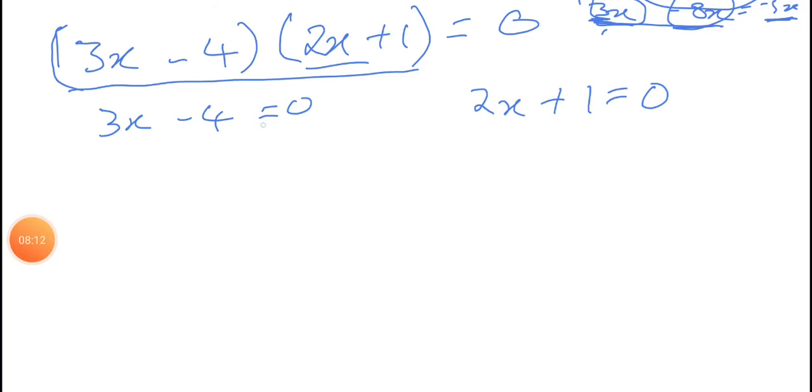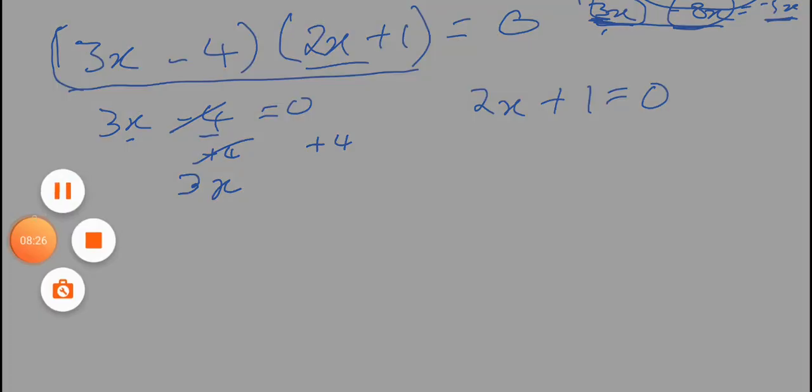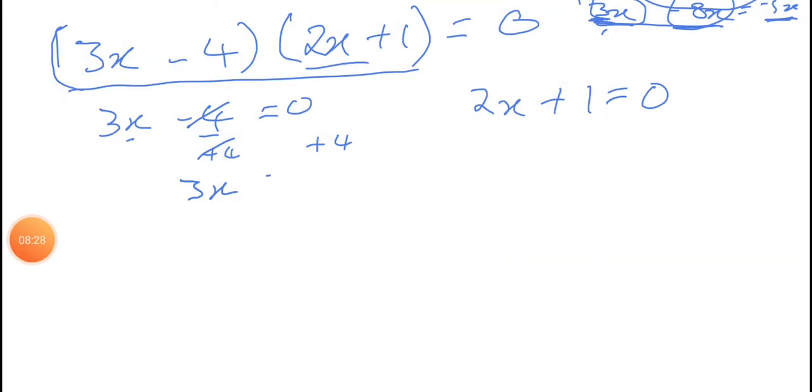So to find the solution of x here, we'll have to go to this minus 4 first. So we add 4 to both sides. So if we add 4 to both sides, on the left hand side, the minus 4 and the plus 4 cancels out, leaving me with 3x. And on the right hand side, 0 add 4 is just 4. Now to get the x on its own, we have to divide both sides by 3. So x is equal to 4 over 3.